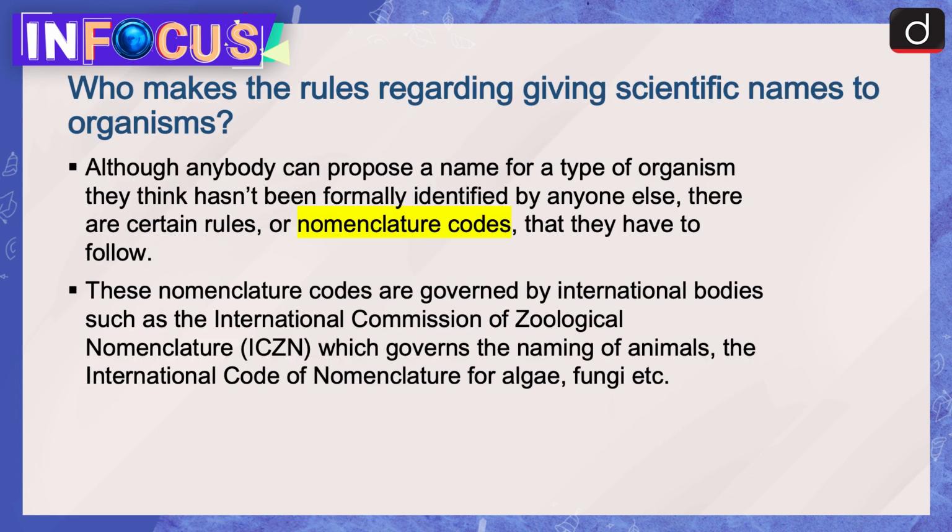Now, who makes the rules regarding giving scientific names to organisms? Although anybody can propose a name for a type of organism they think has not been formally identified by anyone else, there are certain rules or nomenclature codes that they have to follow. These nomenclature codes are governed by international bodies such as the International Commission on Zoological Nomenclature, that is ICZN, which governs the naming of animals, the International Code of Nomenclature for Algae, Fungi, and Plants, etc.